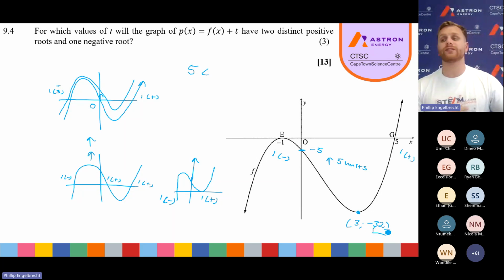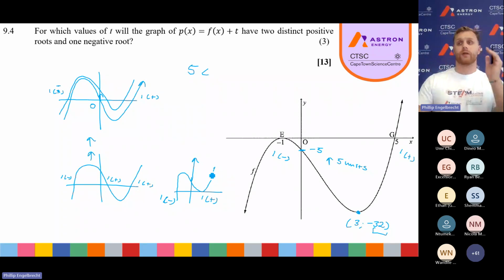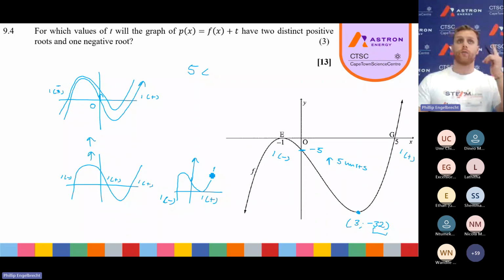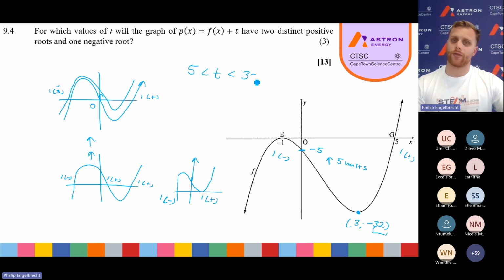If I move this thing up 32 units or more, it means that I'm only going to have either one positive x-intercept and one negative x-intercept, or it means I'm only going to have one negative x-intercept if I move it greater than 32. So therefore, t needs to be in between 5 and 32.